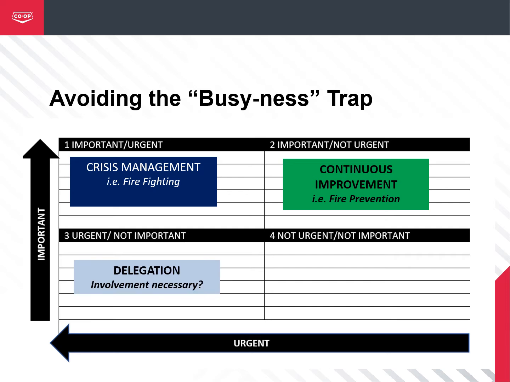The next quadrant is the urgent and not important quadrant. And this is the one where we look at delegation and whether or not our involvement is necessary in accomplishing this particular task.